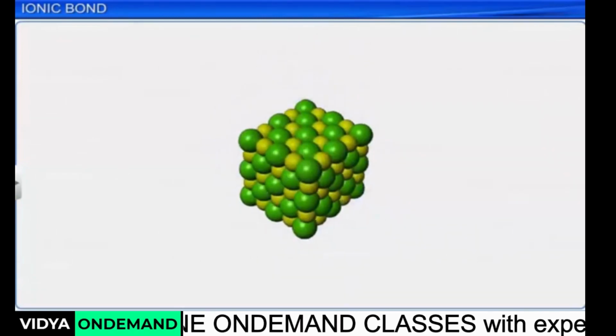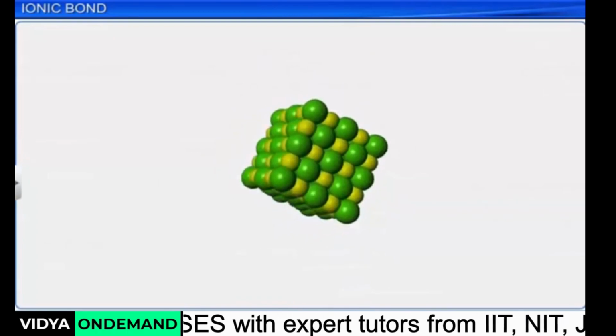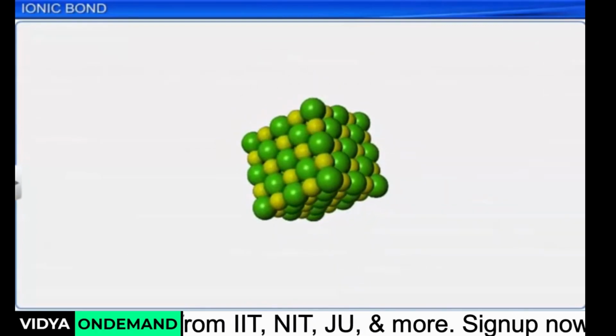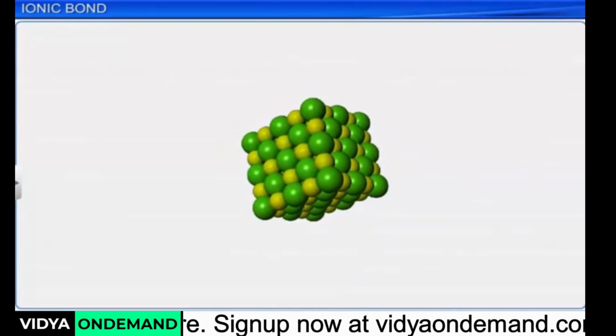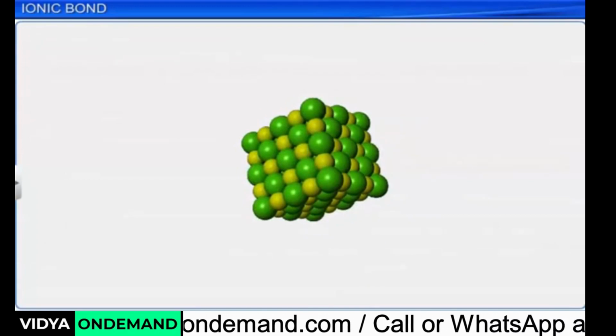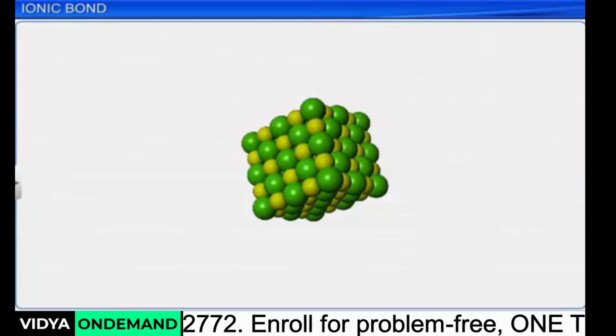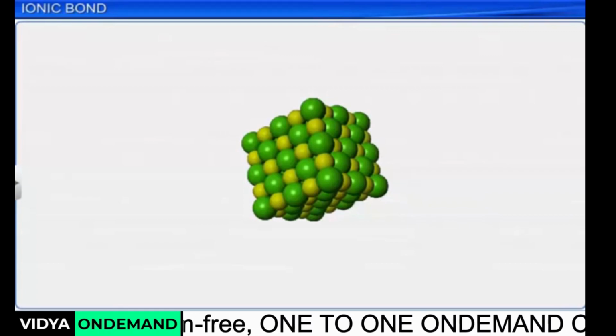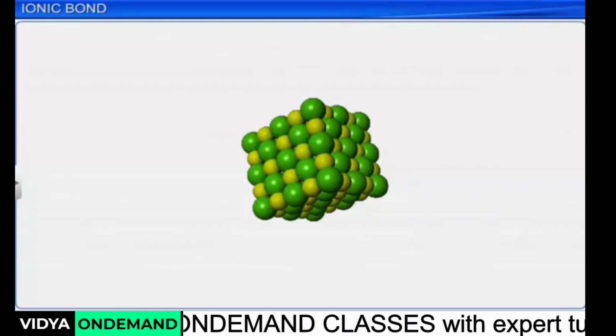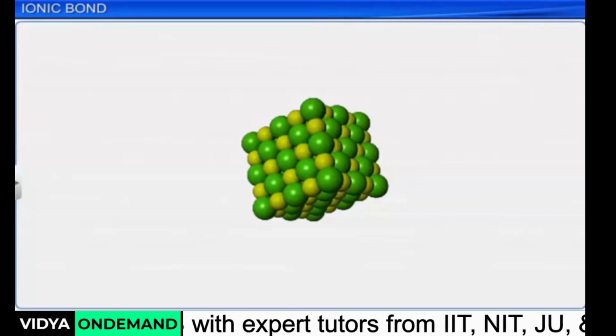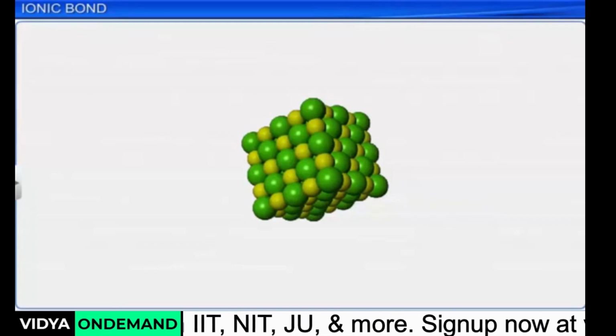Thus, the magnitude of energy released during the formation of crystal lattice, called lattice enthalpy, provides a measure for determination of the stability of the ionic compound. Thus, lattice enthalpy plays a vital role in the formation of ionic compounds.